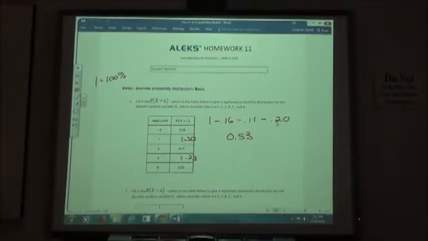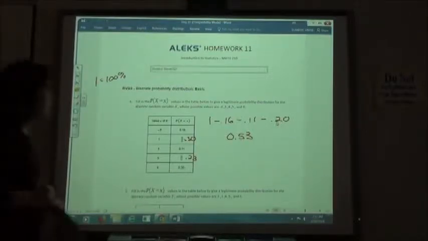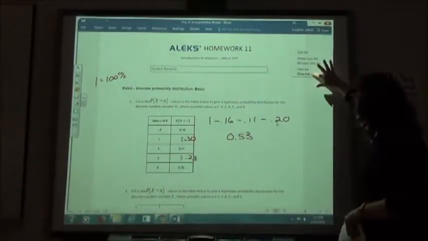Just do second function, mode to get back to your home screen. Then you can clear it. Second, home gets you back onto the regular screen.